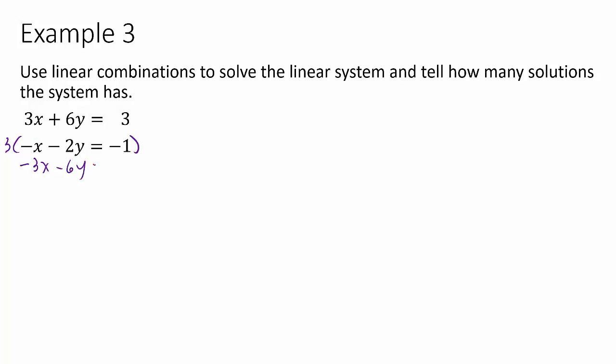I'm going to ignore this middle equation for the time being and add the first one and the one I just came up with. What happens here is this cancels, and this cancels, leaving us with 0 equals 0. Just like when we were doing substitution, 0 equals 0 is true. So we say, oh, that's infinitely many solutions.